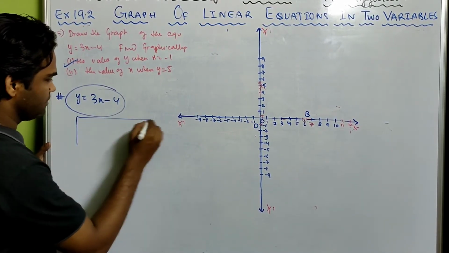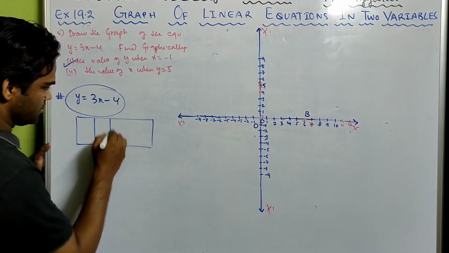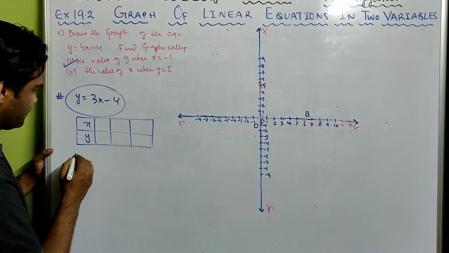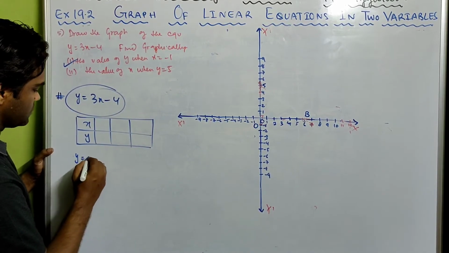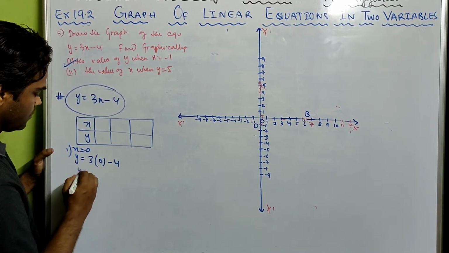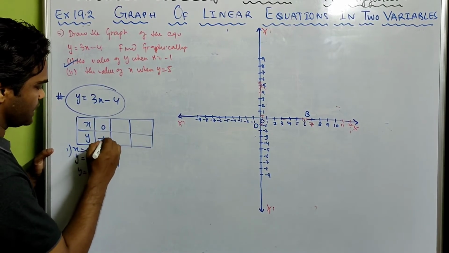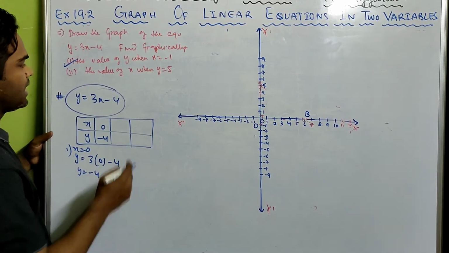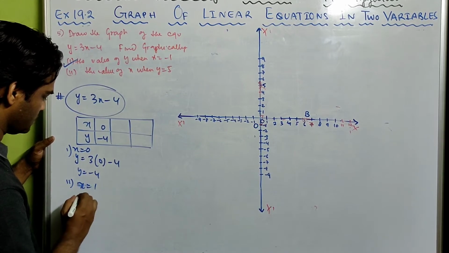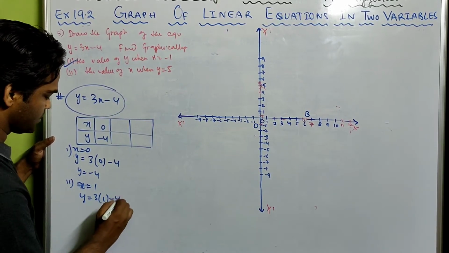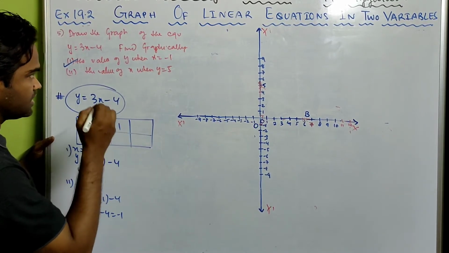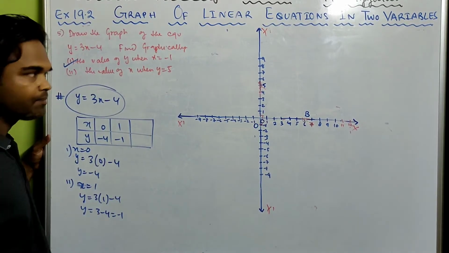Now, I'll make a table. Pretty easy. This one is x, y. Suppose I take the value of x as 0. So, y equals to 3 into 0 minus 4. I've taken x as 0. So, y equals to minus 4. So, when x is 0, y is minus 4. I'll take x as 1. You take x as 1. So, y will be 3 multiplied by 1 minus 4. That's y is 3 minus 4. That's minus 1. So, when x is 1, y is minus 1.